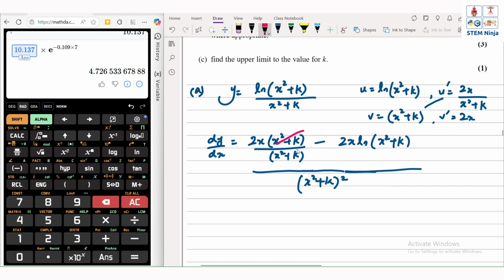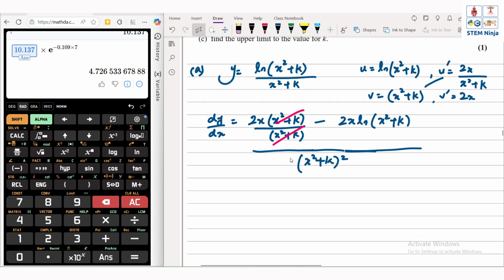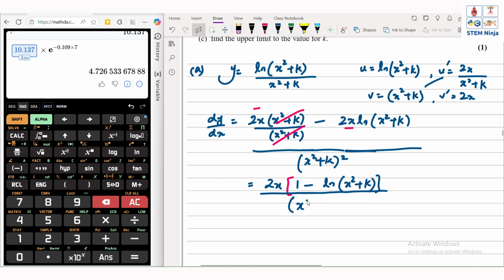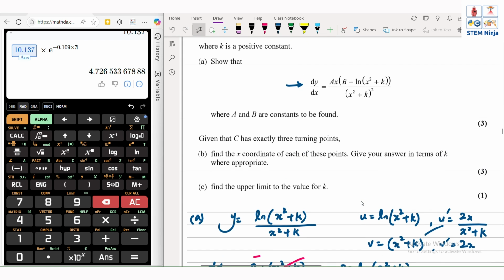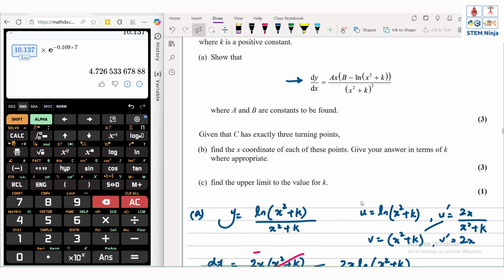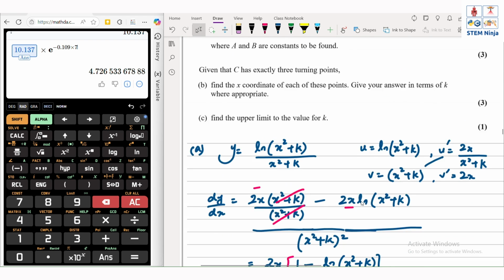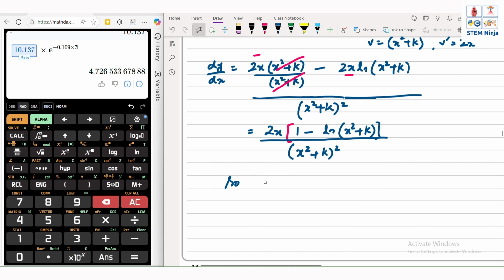Now these two cancel out. What are we left with? Simply 2x. Now notice this is 2x also, this is 2x also. So this is 2x times (1 minus ln(x squared plus k)) divided by the square of (x squared plus k). Now let's see what was the term. Yeah, all right. So that's what we have. So the outside is 2x, b is just 1. So a is 2, b is 1.